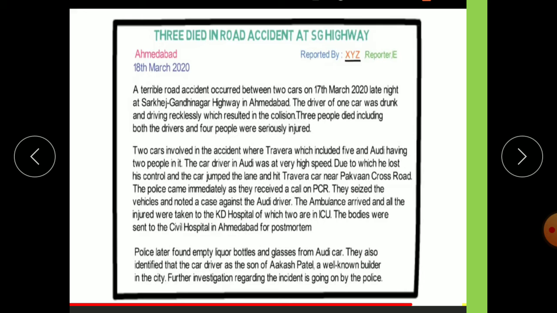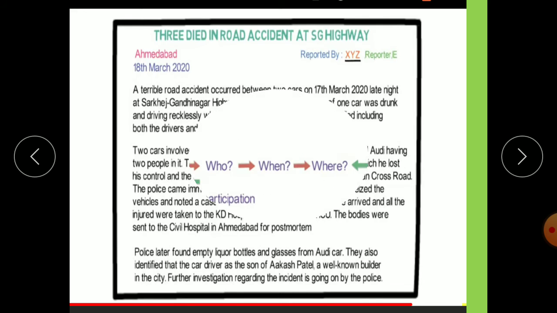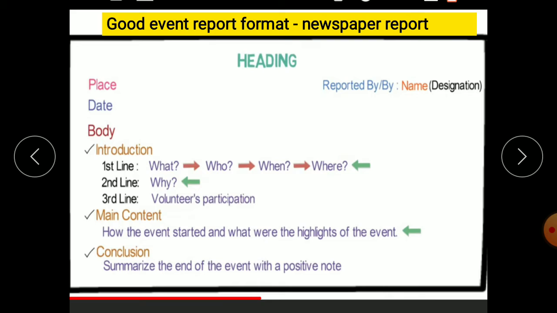Now we are moving towards the next report, that is the good event report format. It is also for the newspaper report. So here is the heading, the same pattern like the previous one. Place and date are also the same. Report and reported by in the right hand corner is also the same. But what we have to write in the body of this event report is something different.